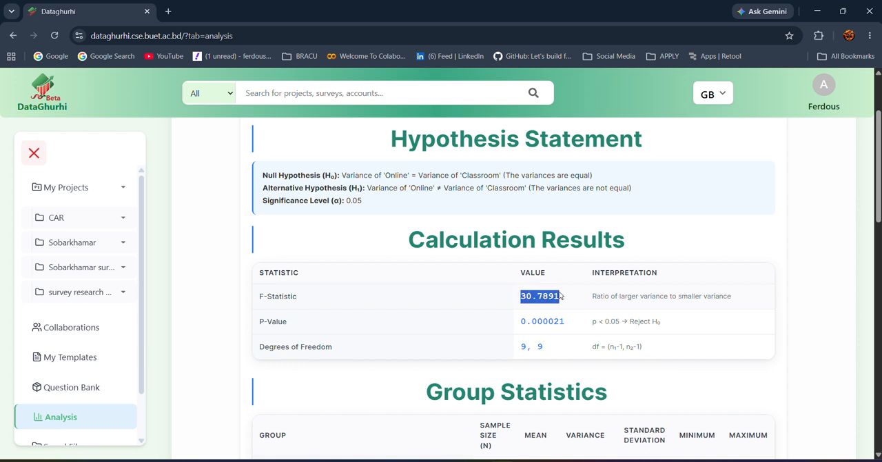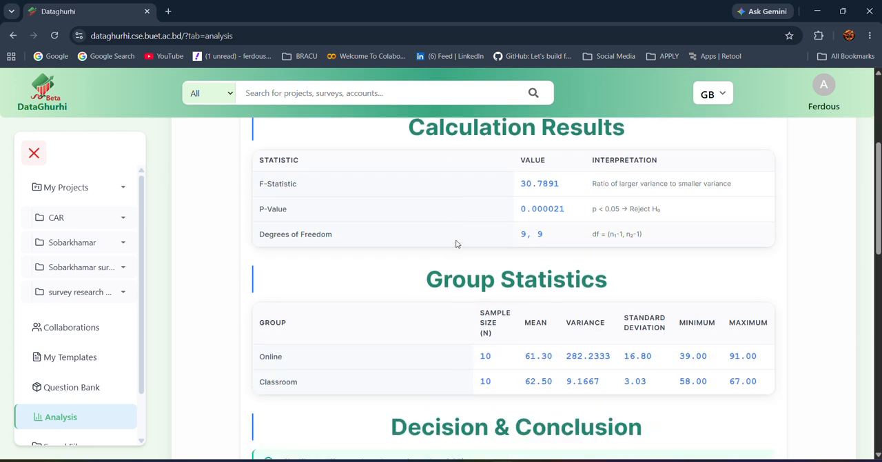F statistic, the F value is this. It's the ratio of larger variance to the smaller variance. This is the p-value found statistically using the degrees of freedom, the F statistic. As you can see, the p-value is smaller than 0.05, the significance level, which is why it rejects null hypothesis, which means the variances are not equal.